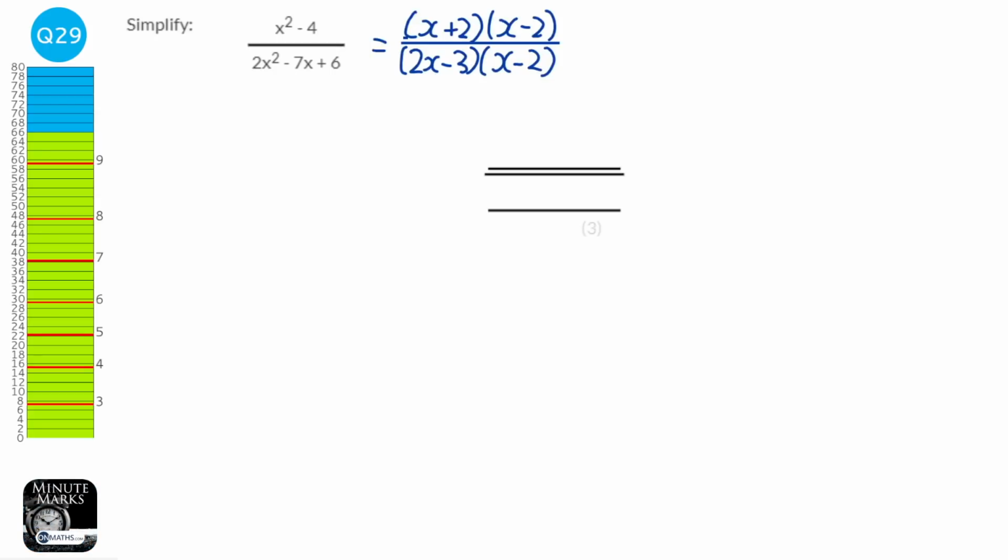So we're going to divide top and bottom by x minus 2, and that will effectively get rid of the x minus 2 at the top and the x minus 2 at the bottom. It won't get rid of it, it will just turn it to 1, and then it will be x plus 2 times 1 and 2x minus 3 times 1, which will just be x plus 2 as the numerator and 2x minus 3 as the denominator.